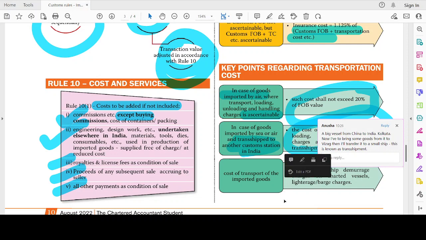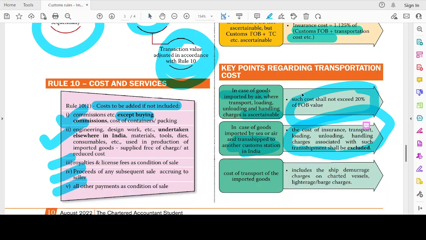Cost of transport of the imported goods includes ship demurrage charges on chartered vessel and lighterage and barge charges. All these charges will be included in the cost of transport. So assume the question gives transport separately, and demurrage charges, lighterage charges, barge charges separately. Then you should not think that these are not to be included. No, it's not the case. You have to include these along with the transport charges.